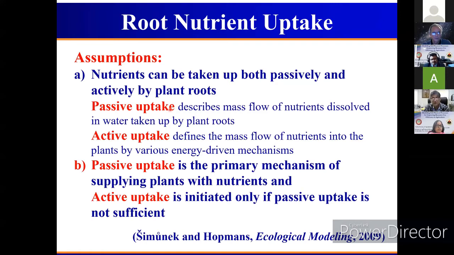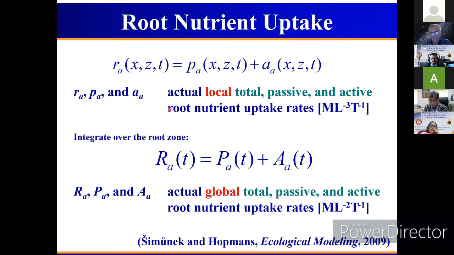We assume that passive uptake is the primary mechanism of supplying plants with nutrients, and then the active uptake is initiated only if passive uptake is not sufficient. But we let the users define this in a very flexible way, so they can decide themselves whether passive uptake or active uptake is the prevalent form of the uptake. They can define the uptake and so on. And I will not go into more detail, but it's all published in the Hydrus manuals and in this paper.